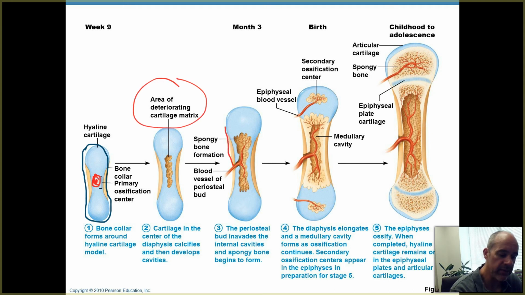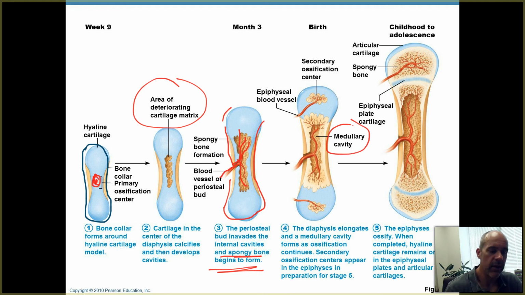Now meanwhile, you've had these blood vessels that have grown into the periosteum, this covering, and they penetrate the hyaline cartilage model and grow in there. That brings in osteoblasts and osteoclasts. And the osteoblasts lay down spongy bone there in the center. Okay, so you have spongy bone in the center. Then the osteoclasts, remember how we need a medullary cavity or a marrow cavity there in the center? What the osteoclasts do is, their job is to break down bone. So they carve out that medullary cavity.